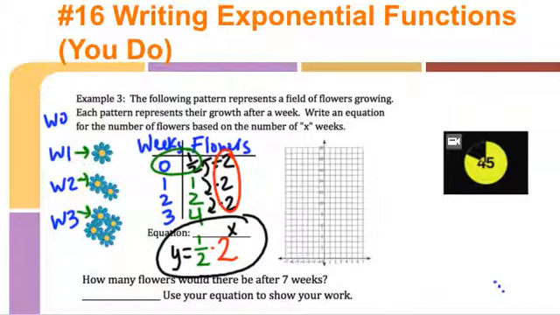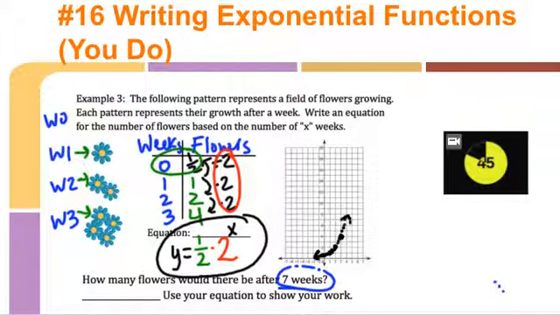Let's go ahead and graph this. 0, 1/2 is right there. 1, 1 is right here. 2, 2 right here. 3, 4 right here. So this one's a little bit more difficult to see, but you do see that it still has that exponential change. Final question says, how many flowers would there be after 7 weeks?